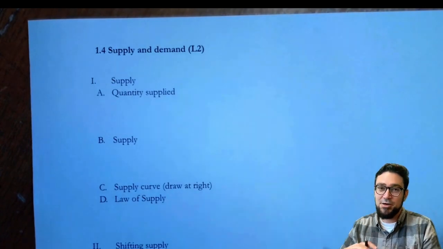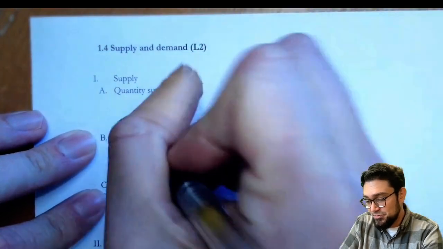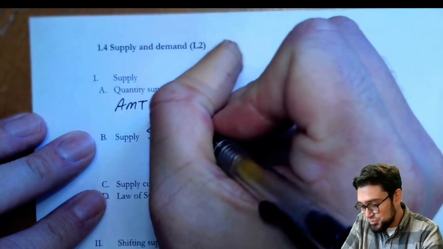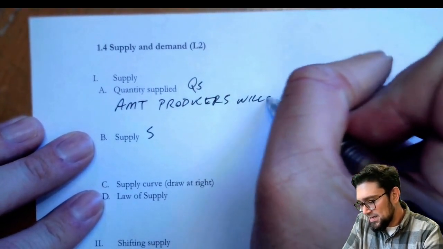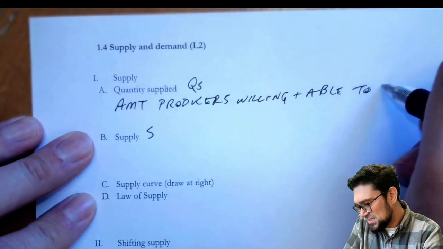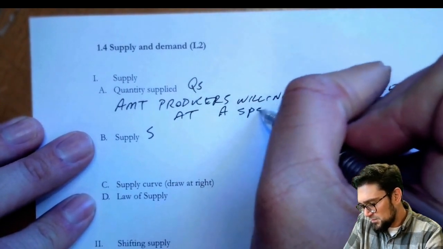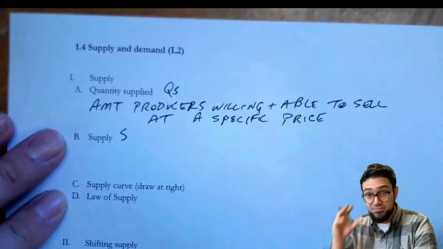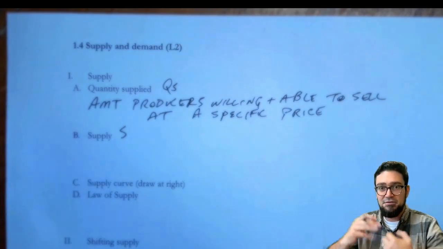So just like with the prior video about demand, we're going to distinguish between quantity supplied, which is abbreviated QS, and supply. Quantity supplied is simply the amount that producers are willing and able to sell at a specific price, right? So for this one, it's just a very specific amount. It's like, okay, if the price is $8, we are willing and able to produce, say, 4 units.